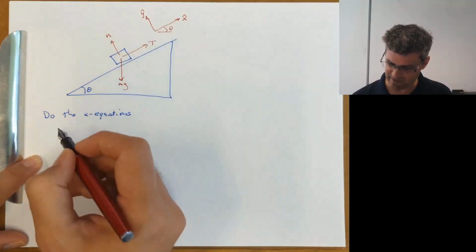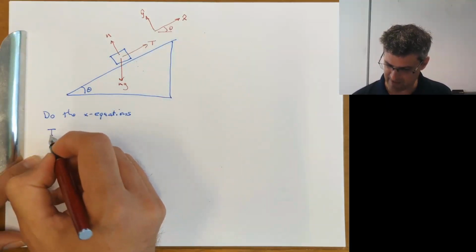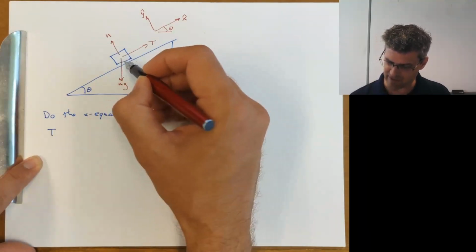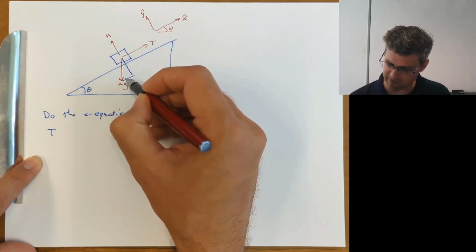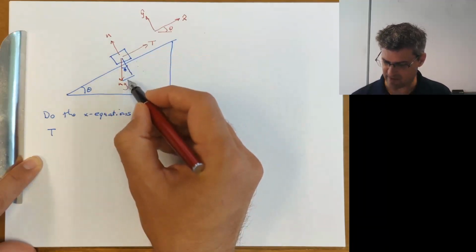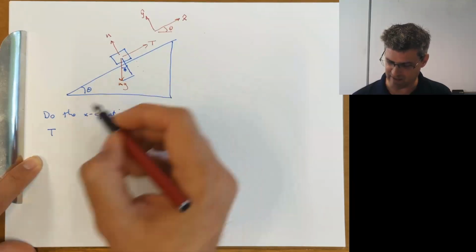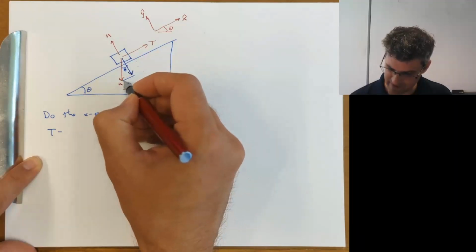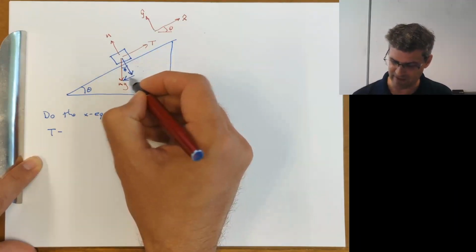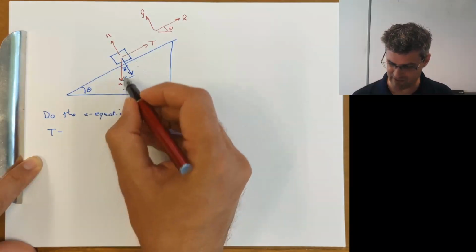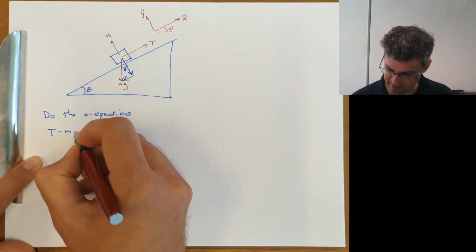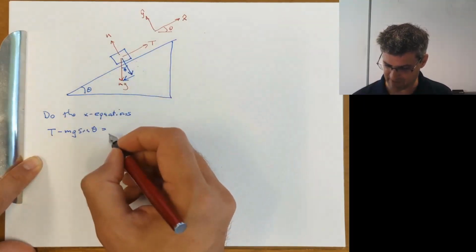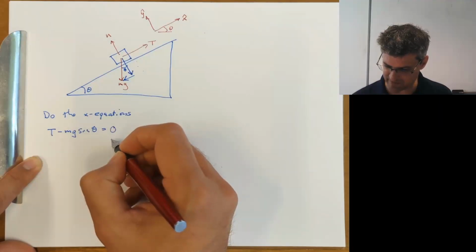Now in the x direction, I have a T. The normal force doesn't contribute in the x direction, but I do have a component of the weight. It turns out it's going to be mg sine theta, and it's going to be down the ramp. So we've got this force plus this force, down, down. That's the same thing as mg. So T minus mg sine theta is equal to m times the acceleration, but there's no acceleration, so it is equal to 0.